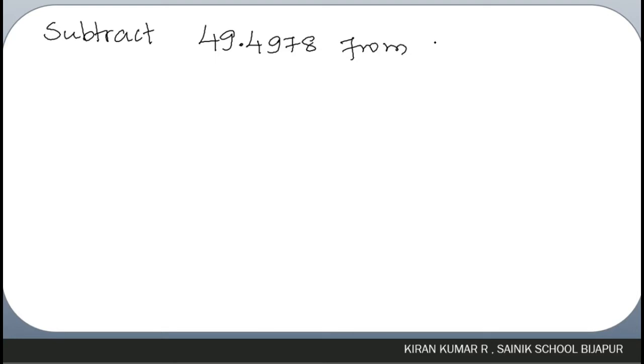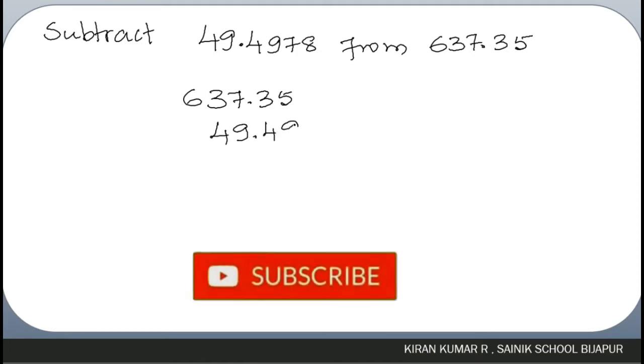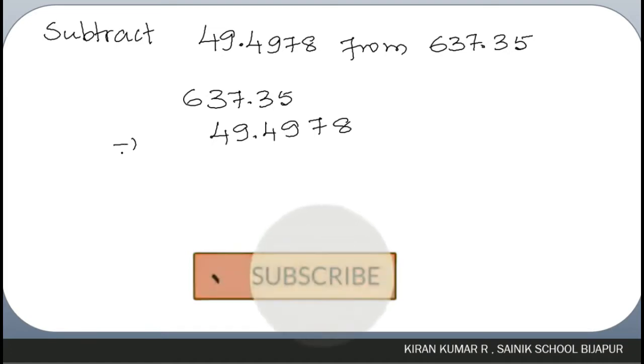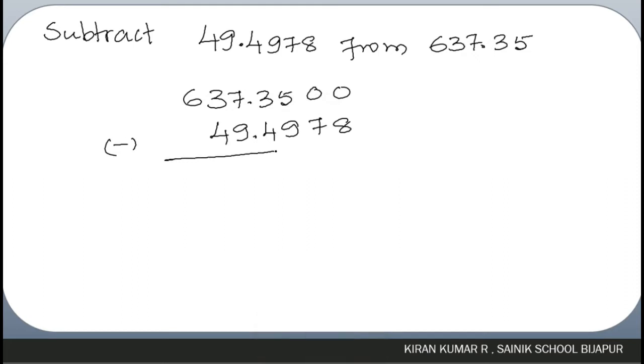If there is a question like subtract 49.4978 from 637.35, the number after 'from' is to be written in the beginning, so 637.35, and then we have to write 49.4978. Here the question is related to subtraction. I'll convert into like decimals.